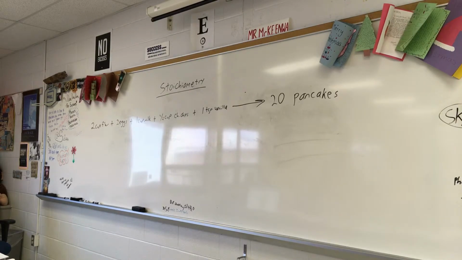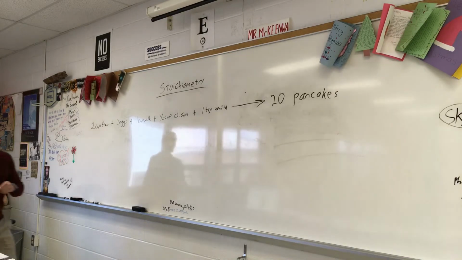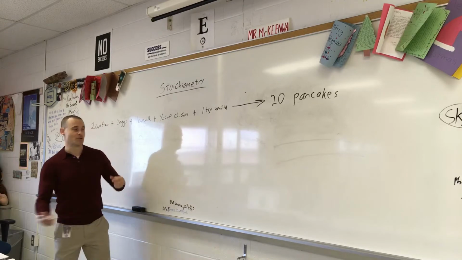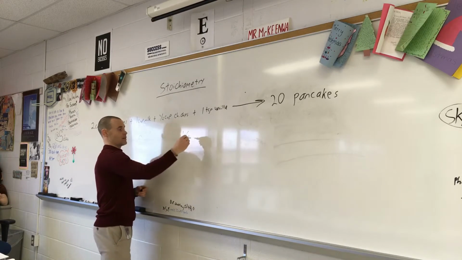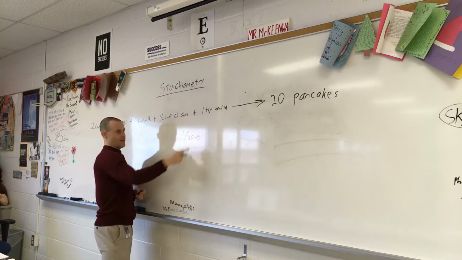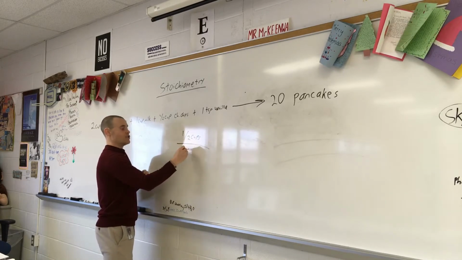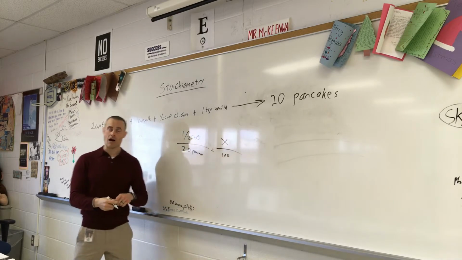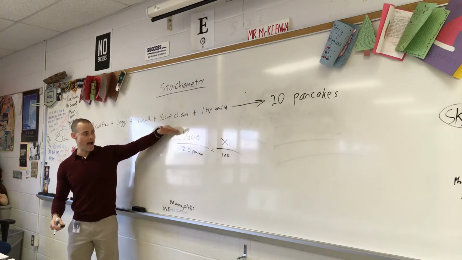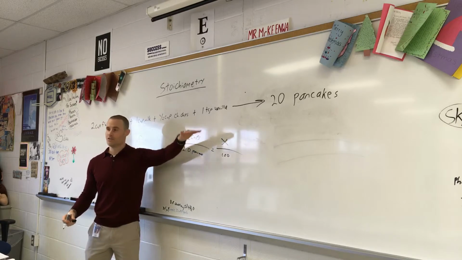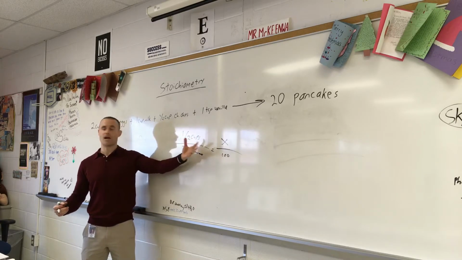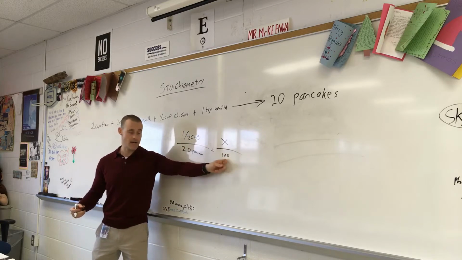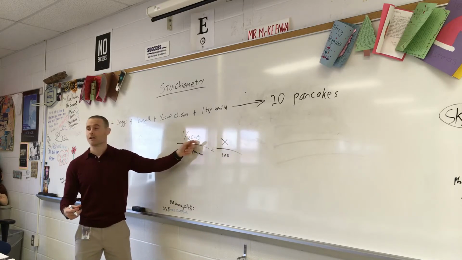Alright, what if I asked the question differently? What if I wanted to make 40 pancakes? Okay, that's easier, but here's why it's the exact same. If half a cup of chocolate chips is to 20 pancakes, as how many is to 100? So I teach stoichiometry in proportions. If half is to 20, then x is to 100. Basically what you're doing here is multiplying it by 5, because this is 5 times larger than this, so this is going to be 5 times larger than this.